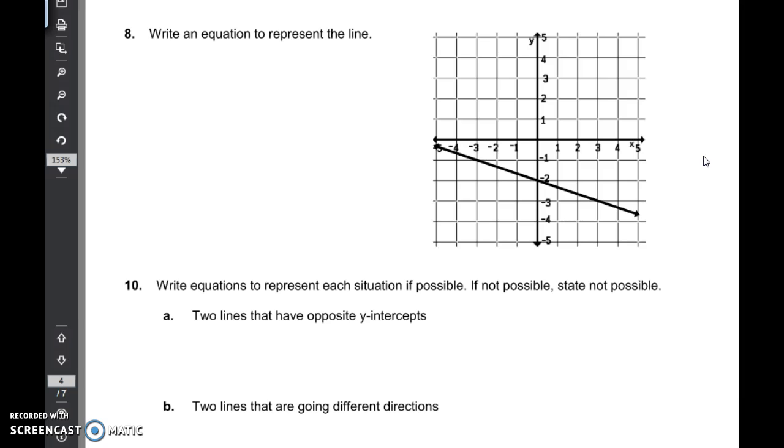So number 8 is kind of the backwards of number 7. Number 7, we went from an equation to a graph. Now we're going from a graph to an equation. So what we need to recognize is that this is the y-intercept. This is the b value. So b equals negative 2.